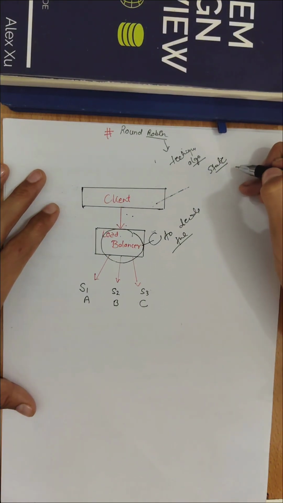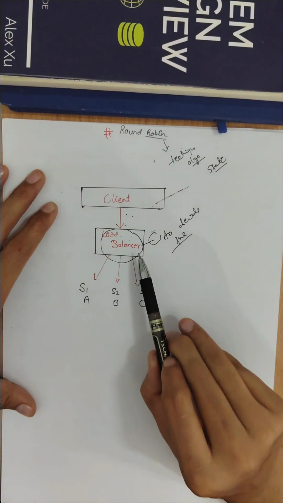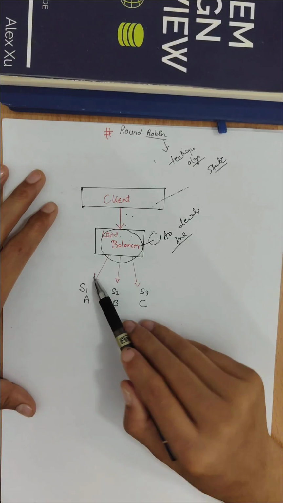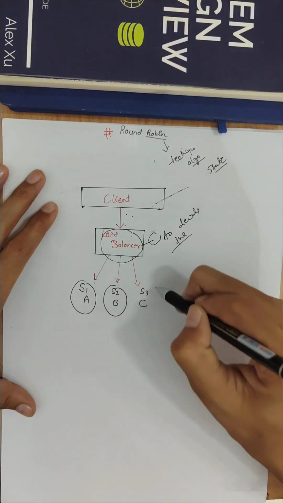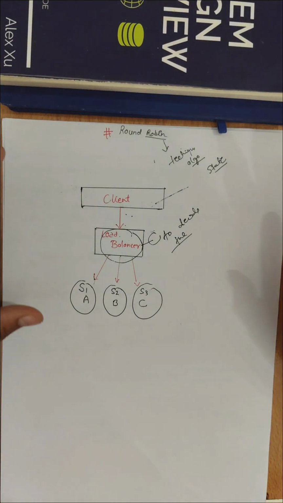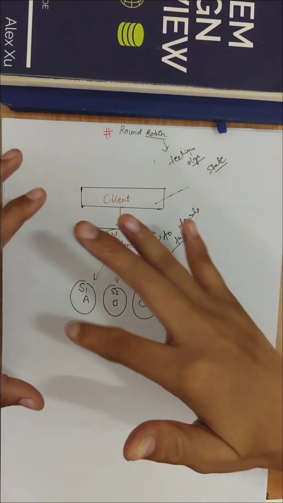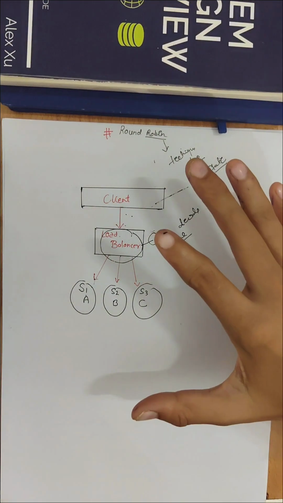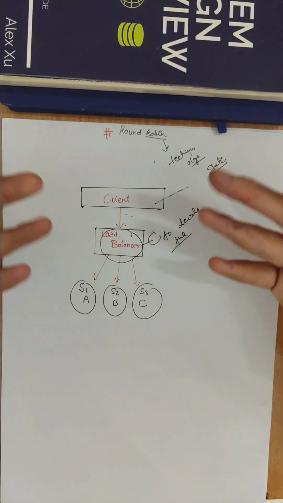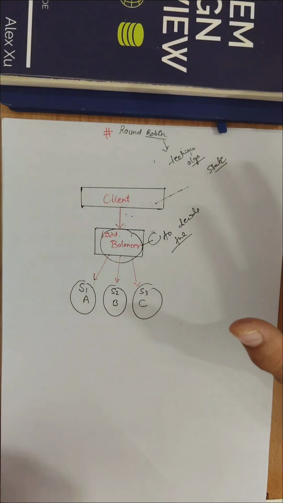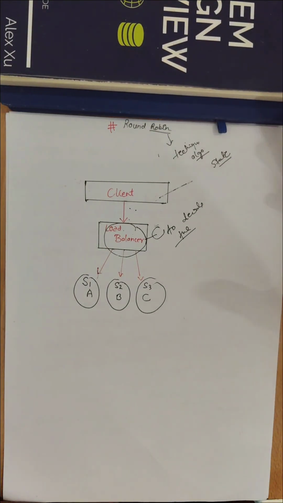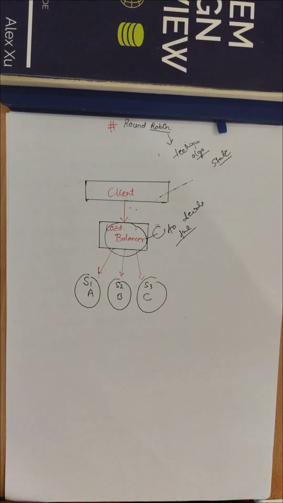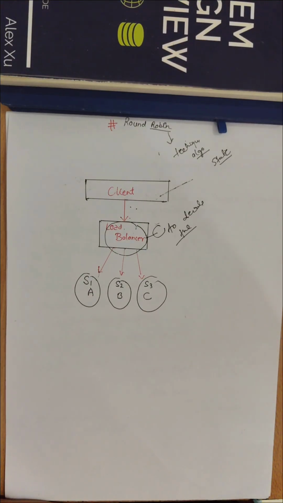By static I mean that in this technique round robin does not consider the computational power of each server. Round robin considers all of the servers as similar, like all three servers have the same computational power, the same CPU cores. But in a real world case, it might not happen that all of the servers have the same computational power and the same capacity. Some may vary. So round robin is considered static.